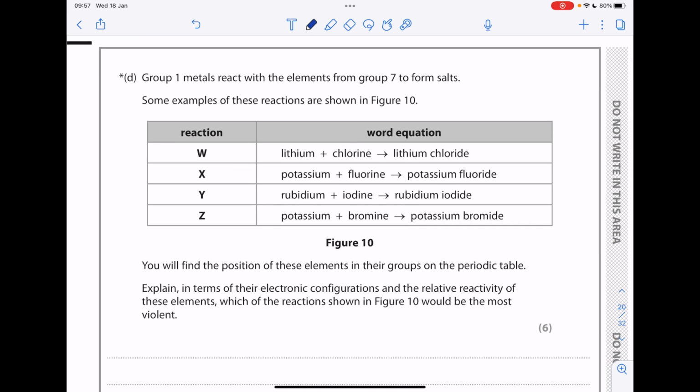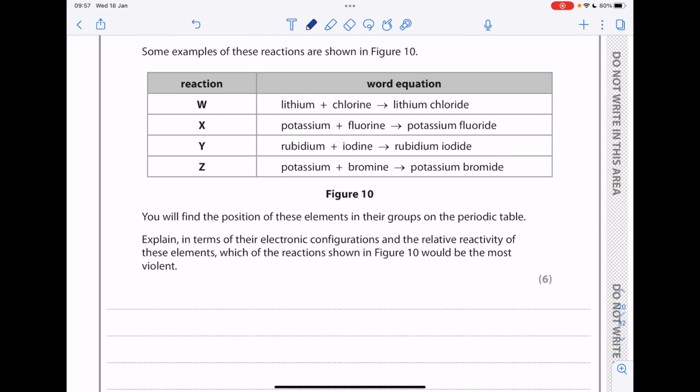Group 1 metals react with the elements from group 7 to form salts. Some examples of these reactions are shown. You'll find the position of these elements in their groups on the periodic table. Explain in terms of their electronic configurations the relative reactivity of these elements. Which of the reactions shown in figure 10 would be the most violent?